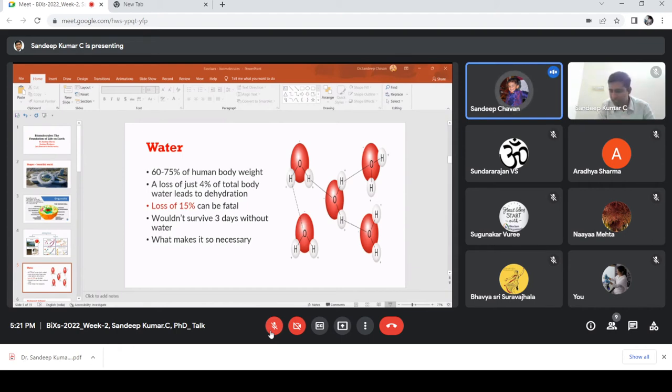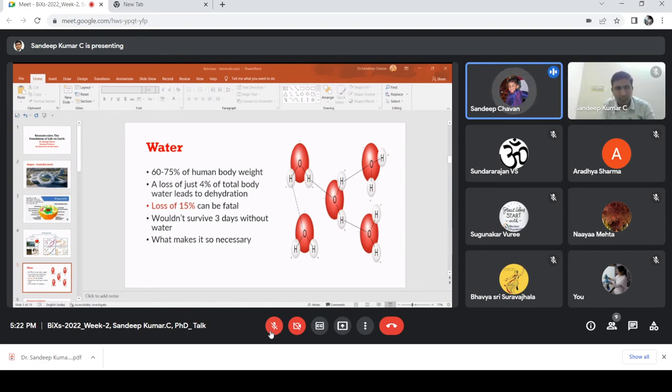Water is the base on which life exists. We can survive without food for nearly one month, but if we don't drink water for 3 days, there is no way we can survive. Now the question comes, why is water so necessary for life? Water is something called a universal solvent, meaning it is able to dissolve most of the other molecules in the cell. Because of that it is called a universal solvent.